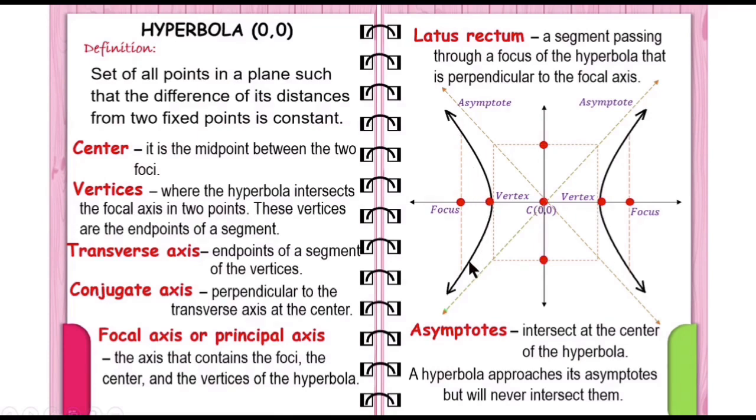An auxiliary rectangle that is also not part of the hyperbola plays an important role in graphing the hyperbola. A pair of opposite sides of the rectangle passes through the vertices. The other pair passes through the endpoints of the conjugate axis. And as you can observe, each of the asymptotes passes through the opposite vertices of the auxiliary rectangle.